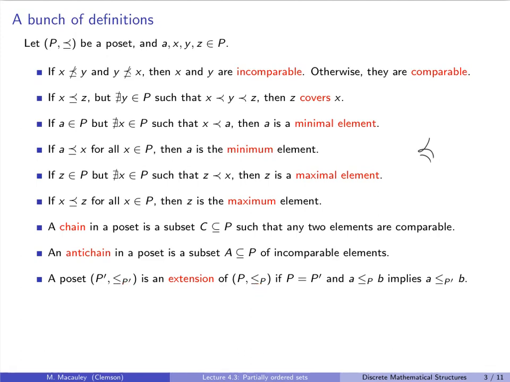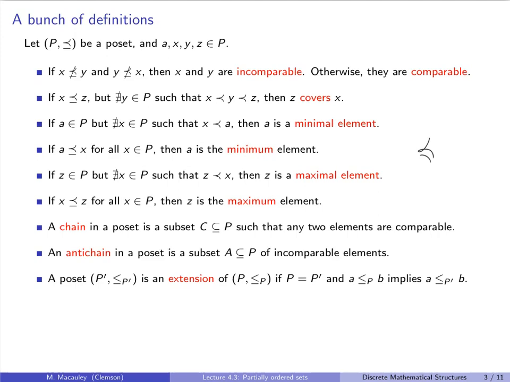So we say that a poset P prime is an extension of P if they have the same underlying base set. I know I could have written P for both, but I still like this. And if A being less than or equal to B in P implies that A is less than or equal to B in P prime. I know that's a mouthful, but let's do an example, and I think it should be clear what I mean by this.